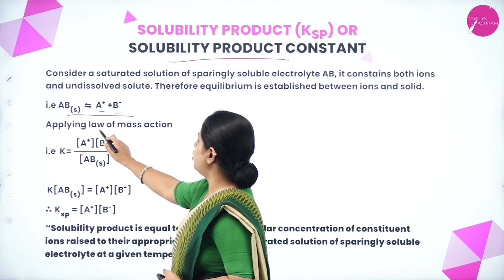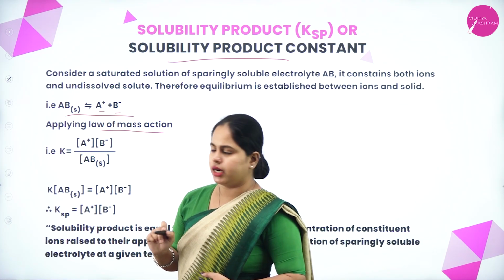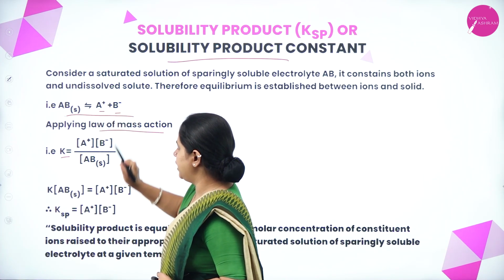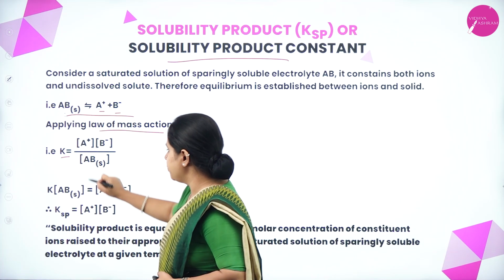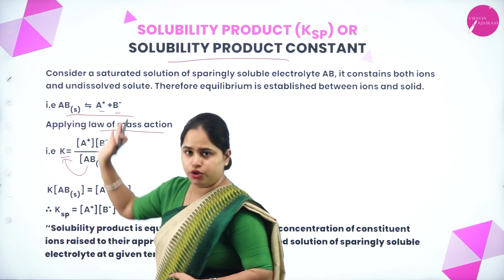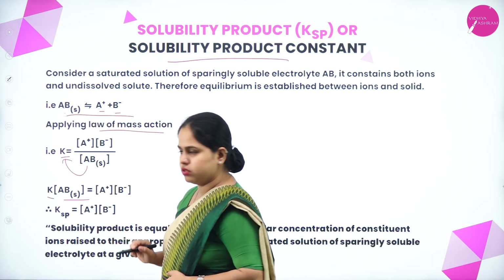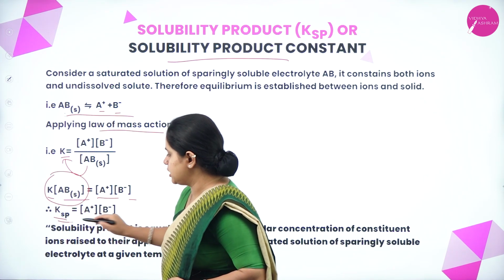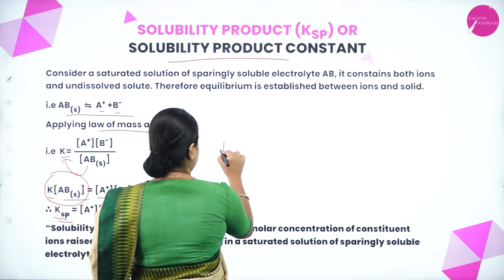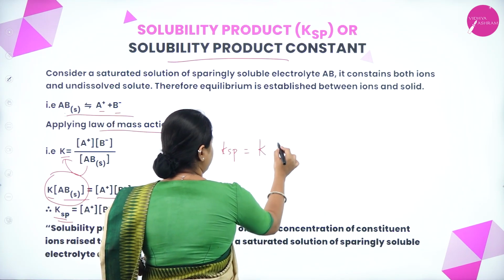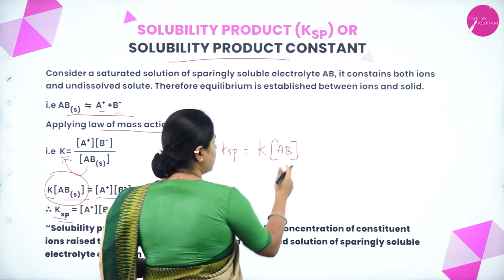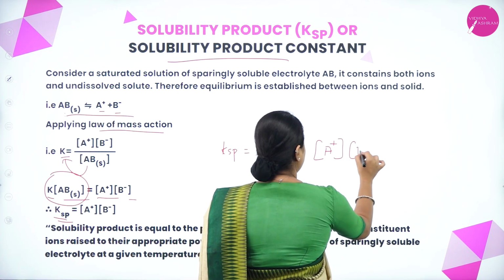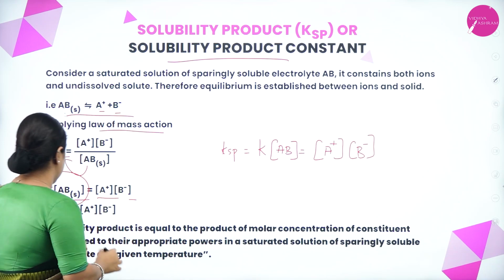Now to this we are going to apply the law of mass action. We have already studied how to write the equilibrium constant. It will be molar concentration of A plus into B minus divided by molar concentration of AB. Now this molar concentration of AB we take to the other side, that is K into molar concentration of AB is equal to A plus into B minus. So this part is your KSP, the solubility product. It is the equilibrium constant into the molar concentration of the undissolved solute, which is equal to the molar concentration of A plus into B minus.